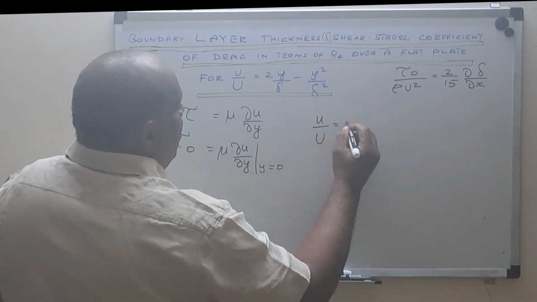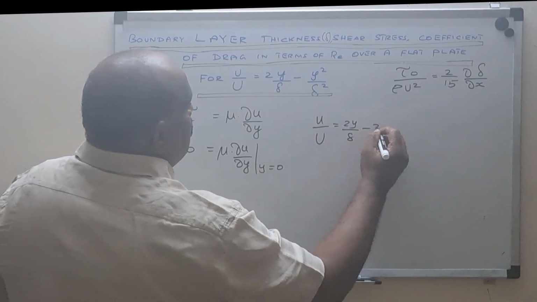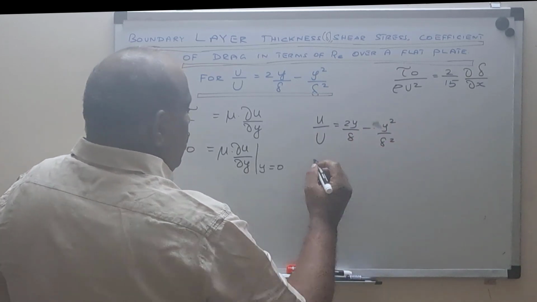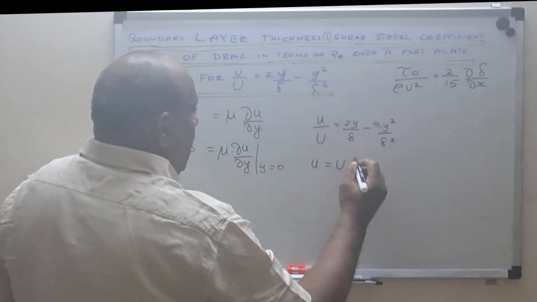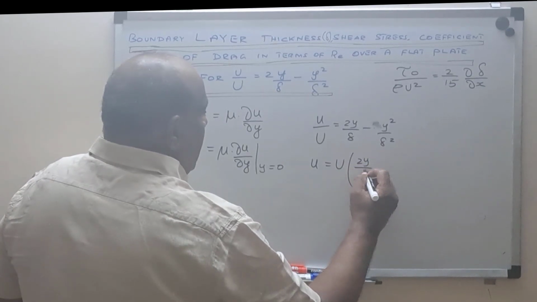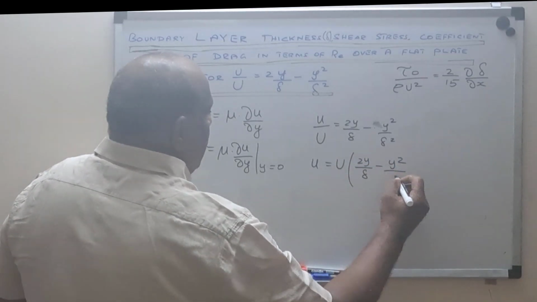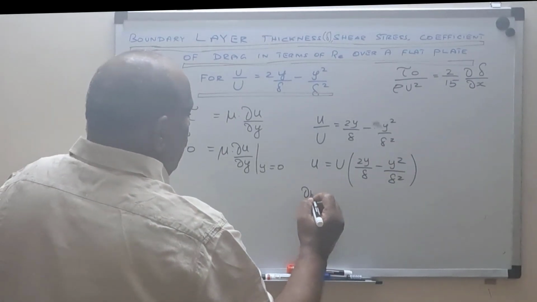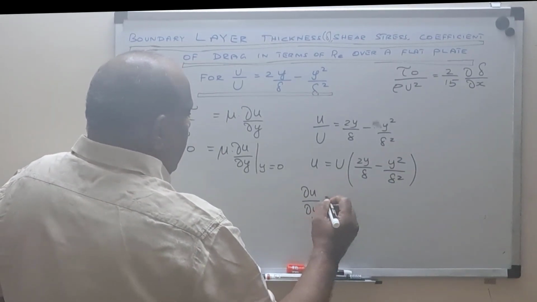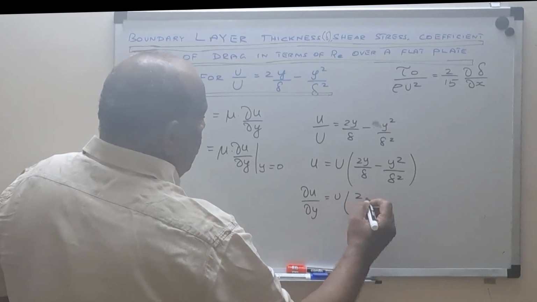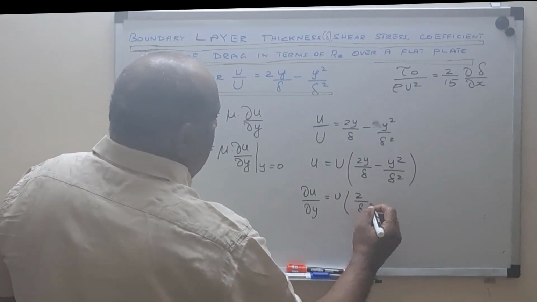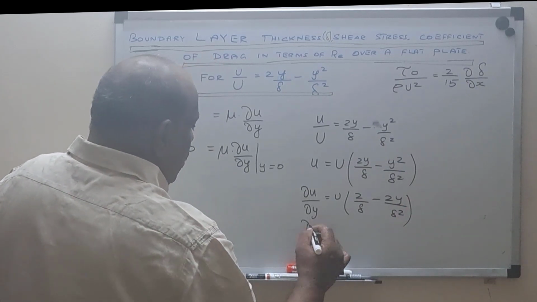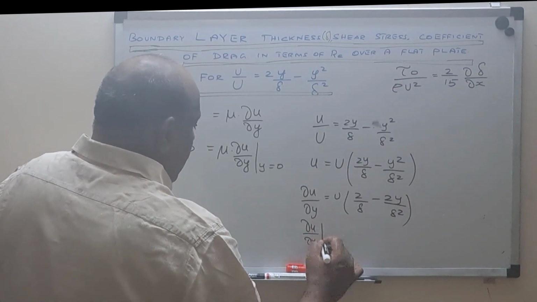Okay, fine. Now we know the velocity profile is u by capital U equal to 2y by delta minus y squared by delta squared. So you keep u alone here: u equals capital U of 2y by delta minus y squared by delta squared. So I'll differentiate this u with respect to y. So dou u by dou y is equal to U of 2 by delta minus 2y by delta squared.